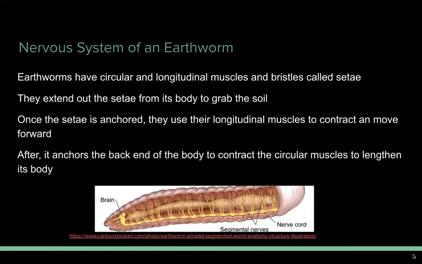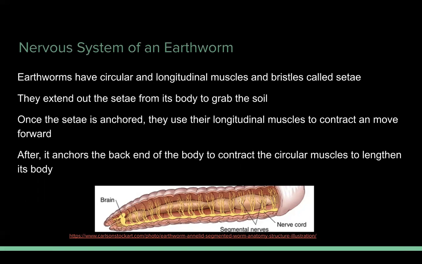The nervous system of an earthworm is described in the figure below, where we can see the brain, the segmental nerves, and nerve cord. And the locomotion of the earthworm is described by having circular and longitudinal muscles, as well as bristles called setae. They extend out the setae from its body to grab the soil, and once the setae are anchored in the soil, they use their longitudinal muscles to contract and move forward. Once it has moved forward, the back of the body is anchored to contract the circular muscles to then lengthen its body.